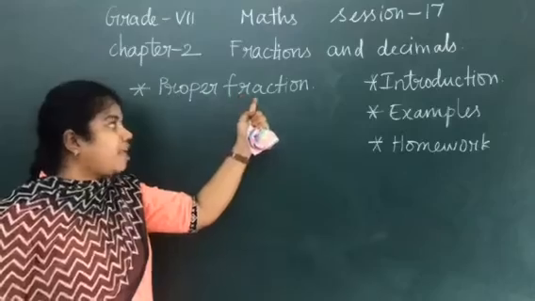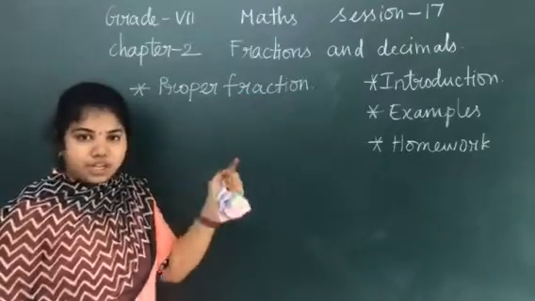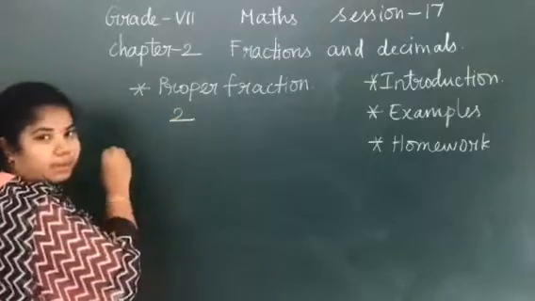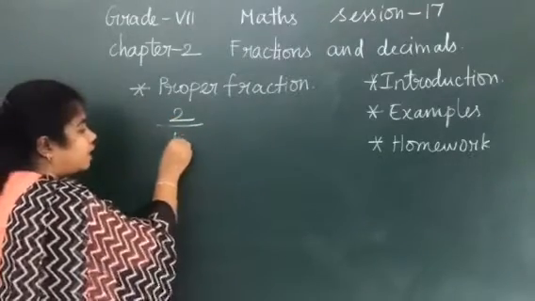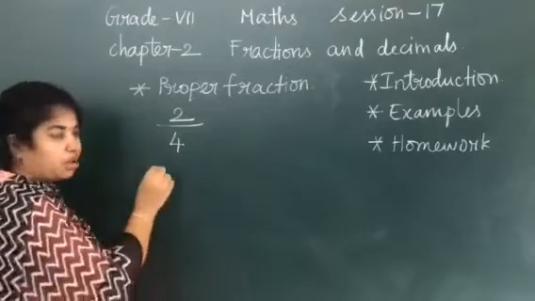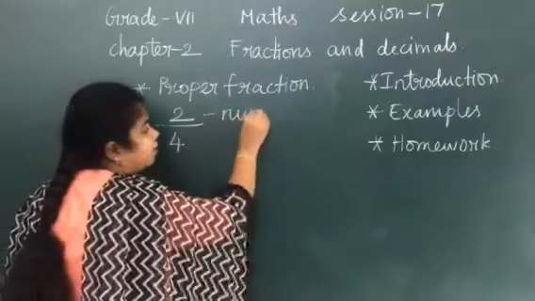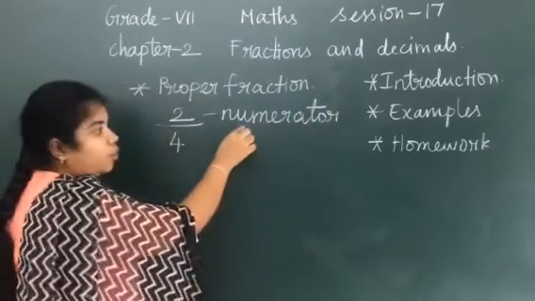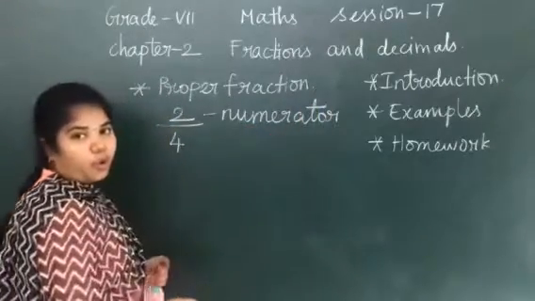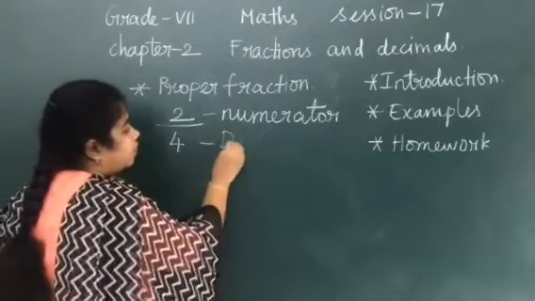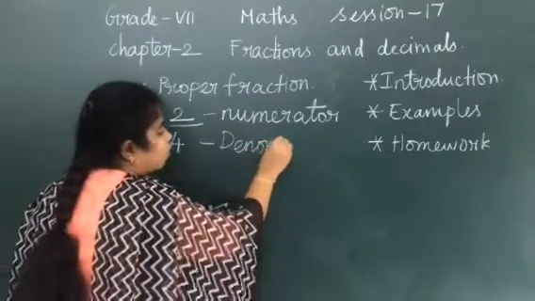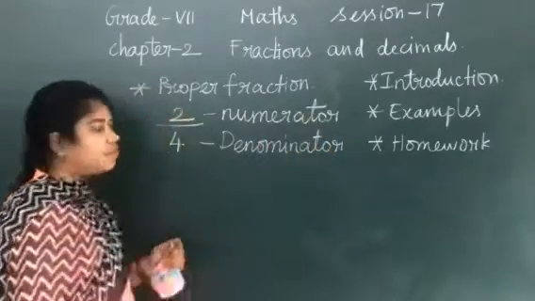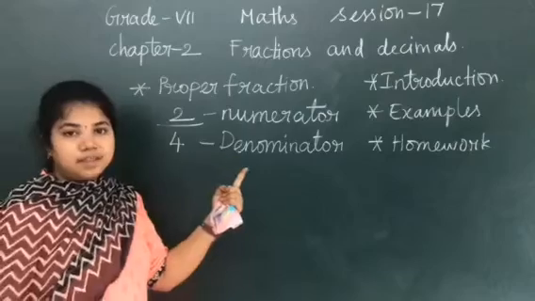Fraction. F-R-A-C-T-I-O-N, fraction. So in a fraction I will be having a numerator. Let my numerator be 2 and I will be having a denominator. Let my denominator be 4. Now what is the spelling of numerator? N-U-M-E-R-A-T-O-R, numerator. What is the spelling of denominator? D-E-N-O-M-I-N-A-T-O-R, denominator. So this is my numerator and this is my denominator.